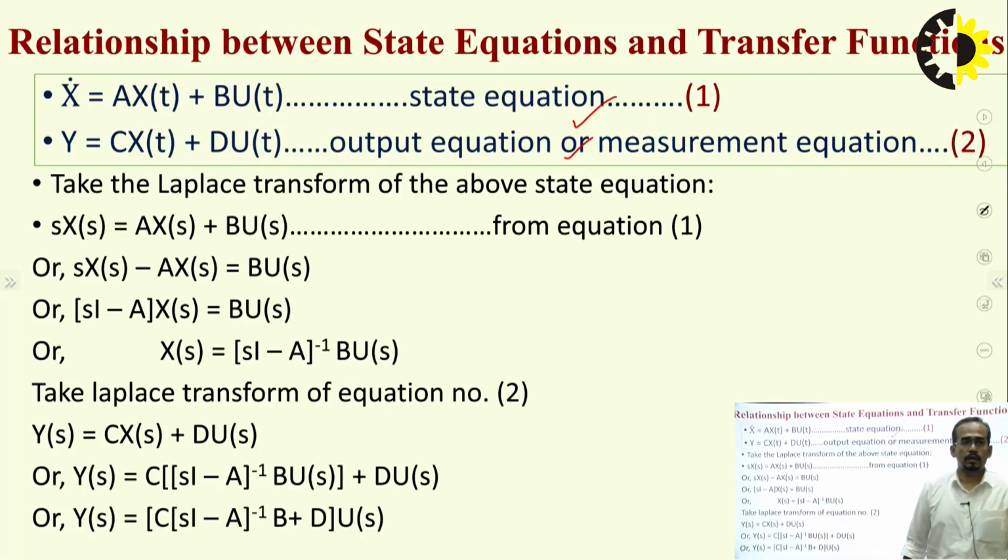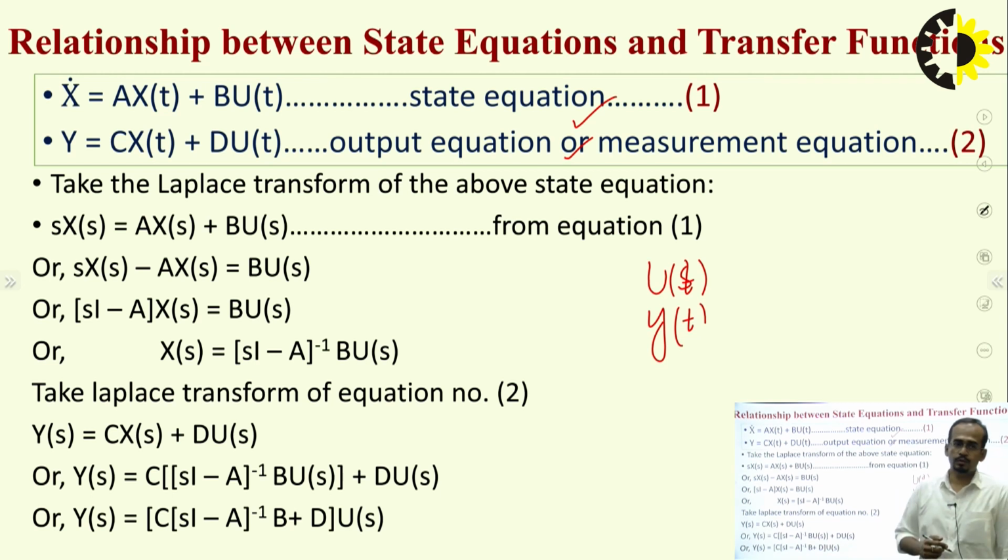The state equation is x dot t equal to Ax(t) plus Bu(t), and y(t) is equal to Cx(t) plus Du(t). This is the output equation or measurement equation. For finding the transfer function, what is the transfer function? The transfer function is the ratio of the Laplace transform of output to the Laplace transform of input, taking all initial conditions 0. In the state space model, the input is u(t) and the output is y(t).